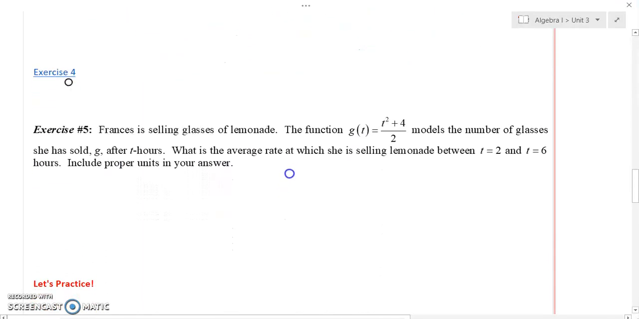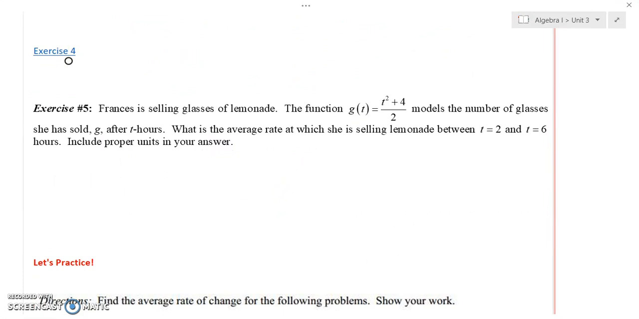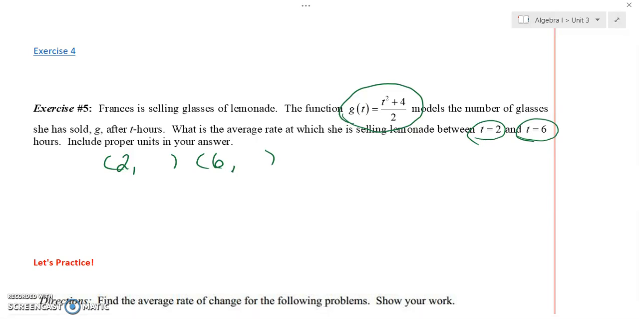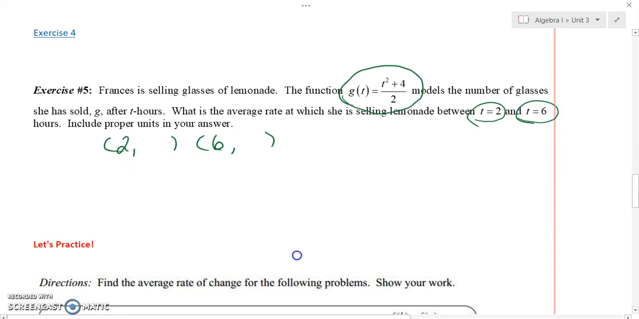Okay, hopefully you were successful on exercise 4. Let's finish the lesson. This is one more time. We're going to be doing the slope formula. We're talking about glasses of lemonade, and here's our function. Again, they gave us x. It's t, but it's the same thing as x. They gave us our x's. They did not give us our y's. So we write out our points. We know our x is 2. We don't know our y. We know our x is 6. We don't know our y. Go ahead, pause the video, and use your method of the calculator or substitution and find the y's. Once you have found the y's, I want you to try and do the slope formula yourself.